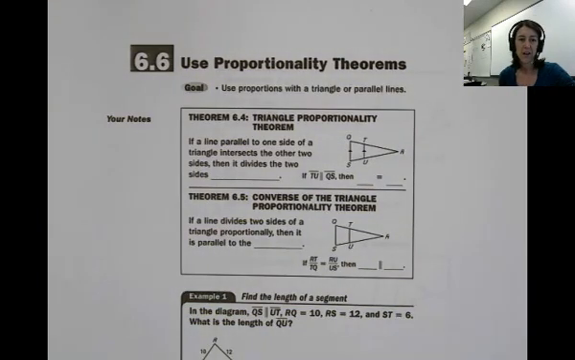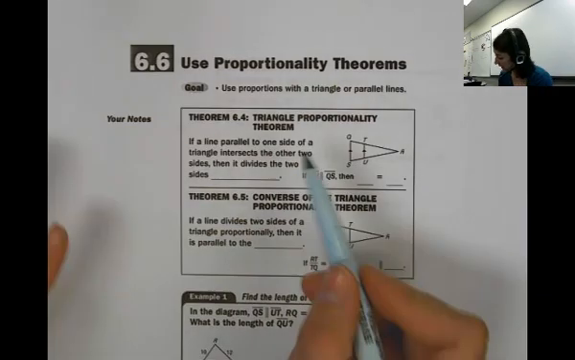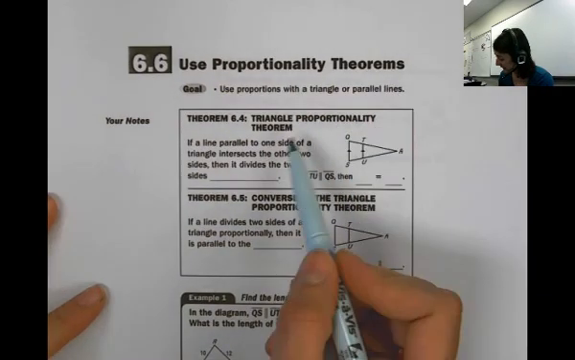Here we go. We are today going to look at using some more theorems around proportionality, not just in triangles, but in different shapes, but more proportions, more and more proportions. So the first theorem we're looking at is the triangle proportionality theorem.